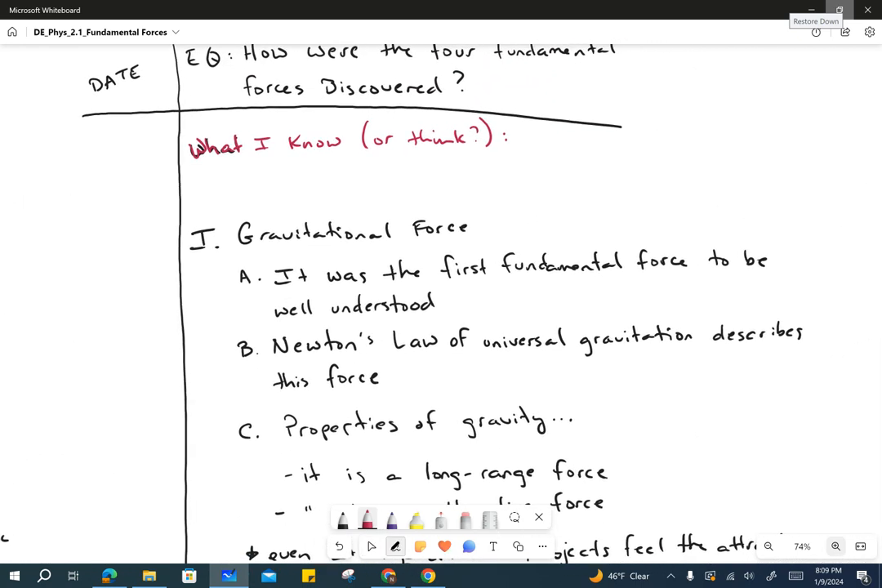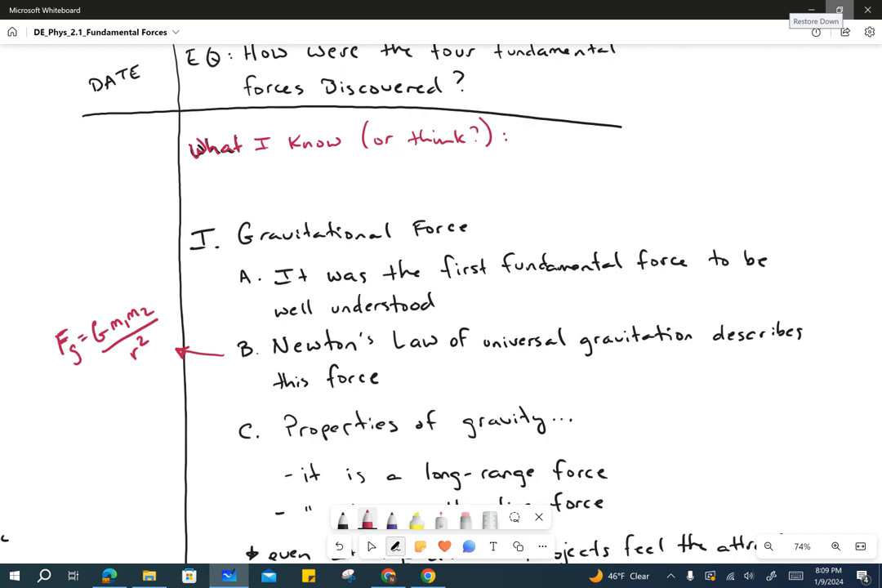Let me go here. We could say over off to the side, F, the force of gravity, was equal to the gravitational constant times the mass of object 1 times the mass of object 2 divided by the distance squared, right? Hopefully that's something that you're like, oh, I remember that.